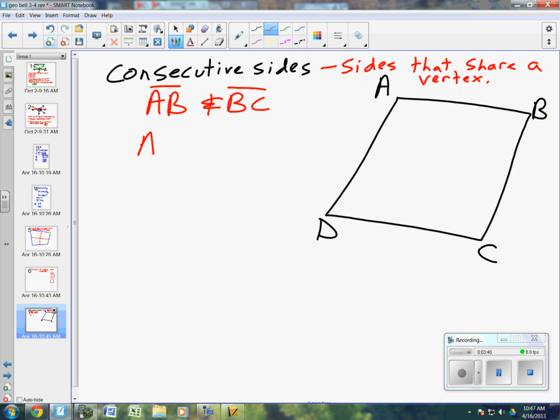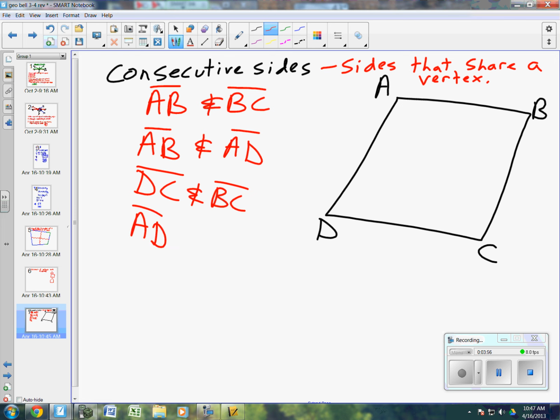Yeah, AB and AD would work as well. What else would work? DC, what would work with DC? BC would work. There's one more. AD and what? And BC. Those are the pairs of consecutive sides. Got it?